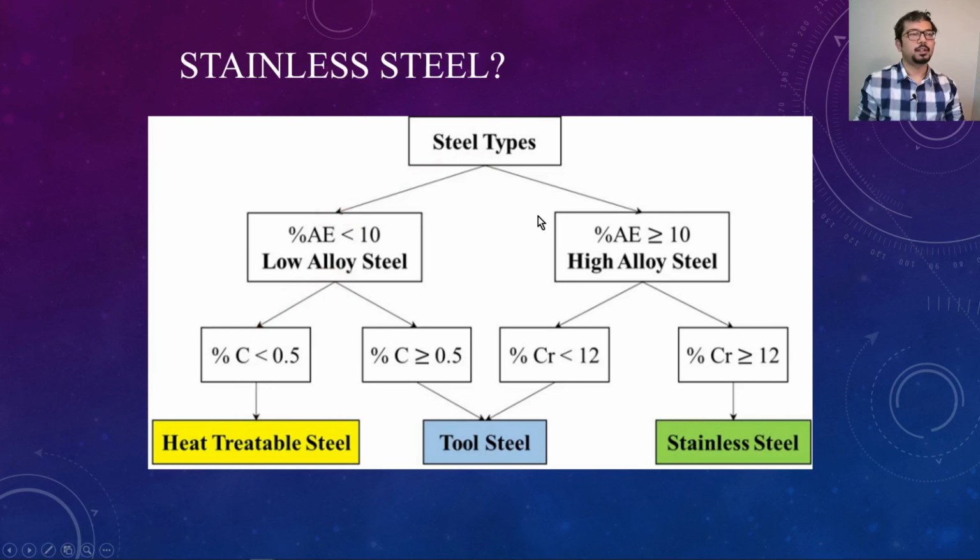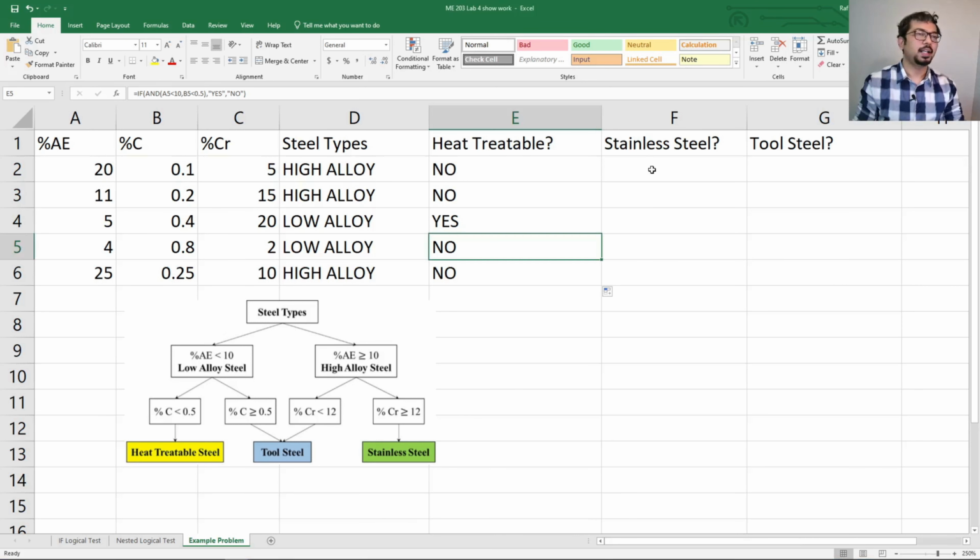Okay, so now let's figure out, is it a stainless steel or not? It's similar to what we did in the heat treatable steel. So first we need to see if the AE is greater than or equal to 10, because this needs to come this way to be true. So if it's greater than or equal to 10, this is a high alloy steel, so that's the first condition, and the chromium content should be greater than or equal to 12. If it is yes, then it's a stainless steel. So let's go back to the Excel and type it in.